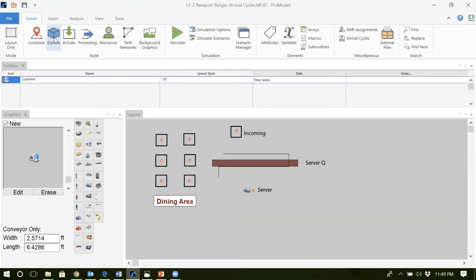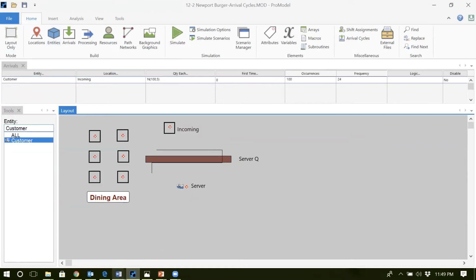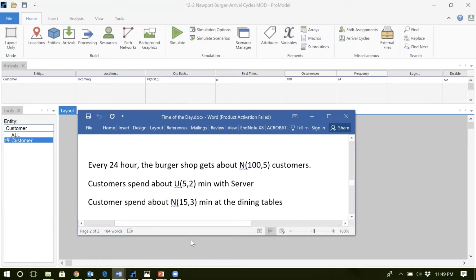And then for the arrival, let's see what we have. For the arrival, based on the information that we had here, in every 24 hours, the burger shop gets about, on average, 100 customers.